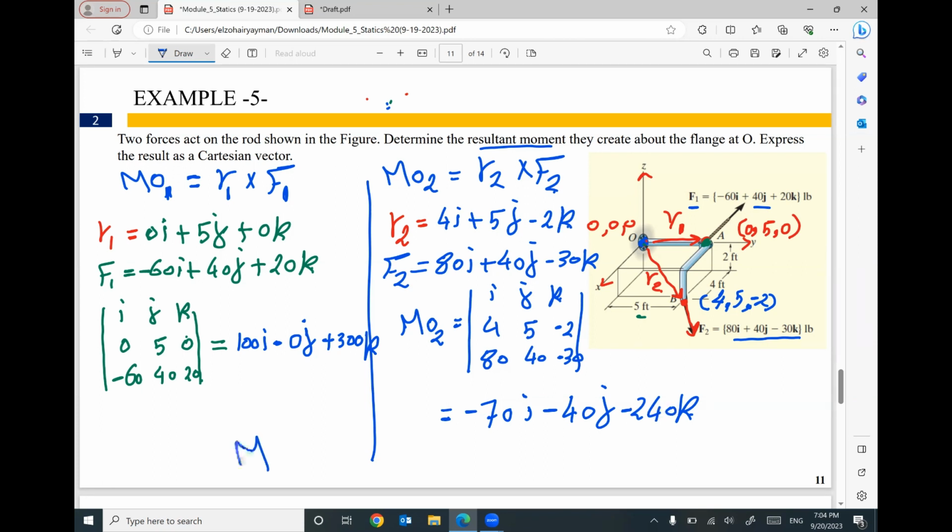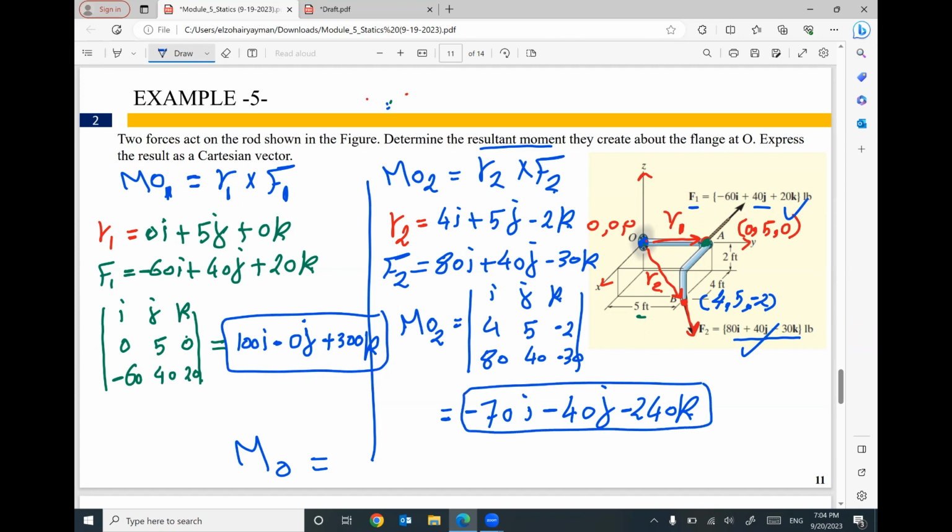Your final moment, the resultant moment for both of them, this force and this force, I have to add this vector plus this vector. Just add the i term plus i term, it will be positive 30i. The j term plus j term, it will be negative 40j. The k term plus k term, it will be positive 60k. This is your resultant moment.